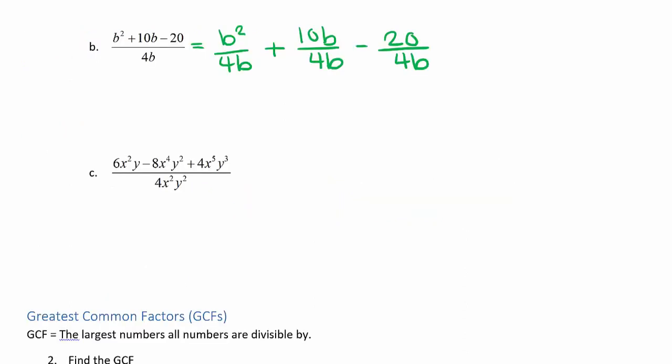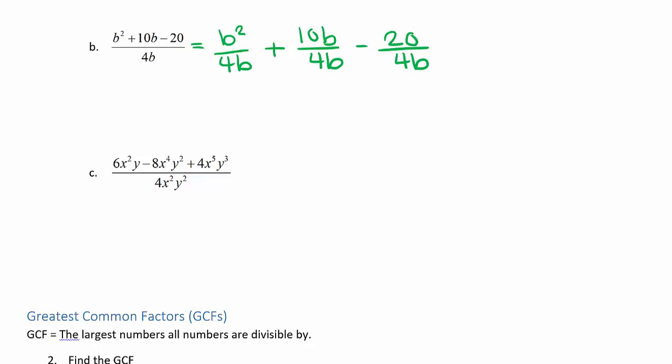So it's going to be the exact same process in examples B and C. I have 3 terms in the numerator, and I'm dividing by that monomial 4b. So I'm going to write this as 3 separate division problems. I have to divide all 3 terms by 4b.